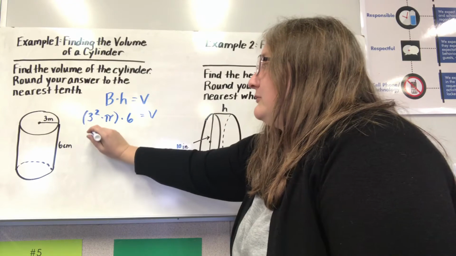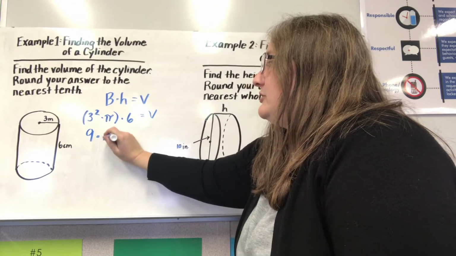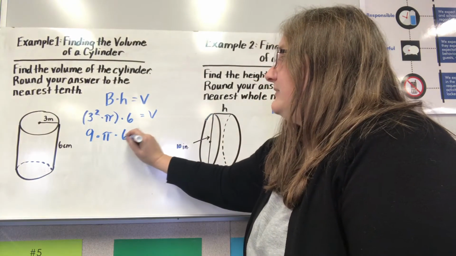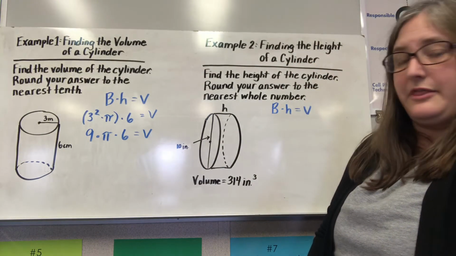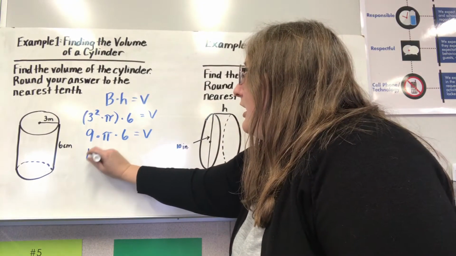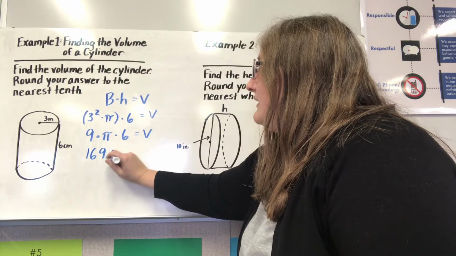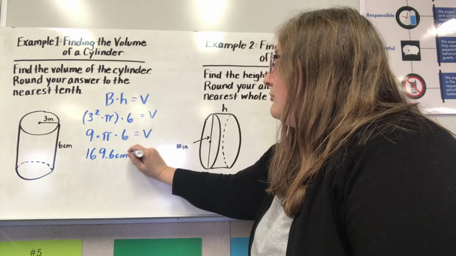So I have to do my squared first according to order of operations, and I get 9 times pi times 6 equals my volume. If I round this to the nearest tenth, my volume is approximately 169.6 centimeters cubed.